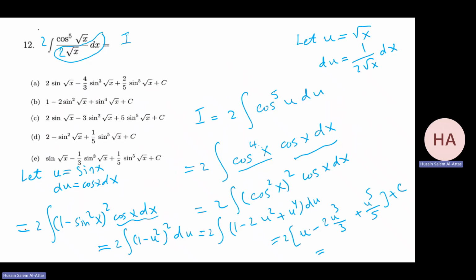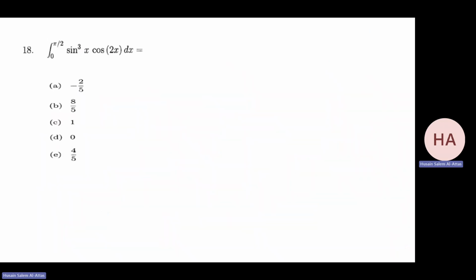Now multiply by 2, and I retain the u also. u is sine x. So that will be 2 sine x minus 4 sine cubed x over 3 plus 2 over 5 sine to the power 5 x plus c, which is this one. I squeezed it somewhere here, but I think it's a very clear idea.